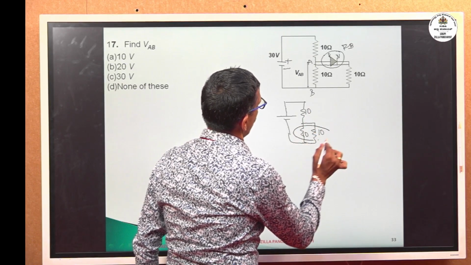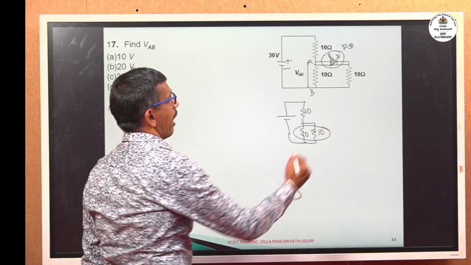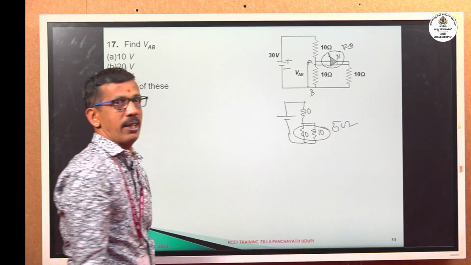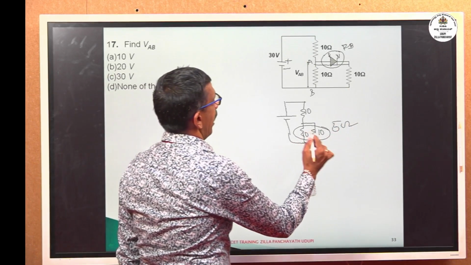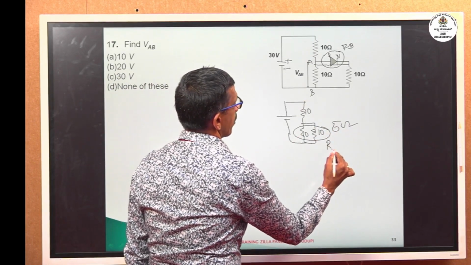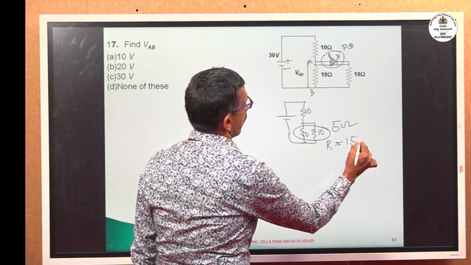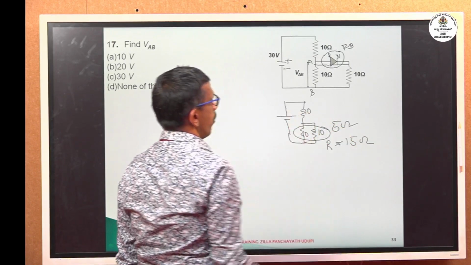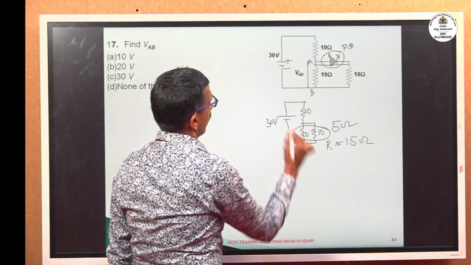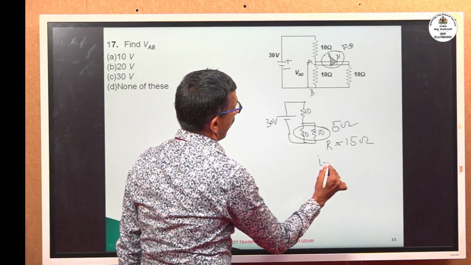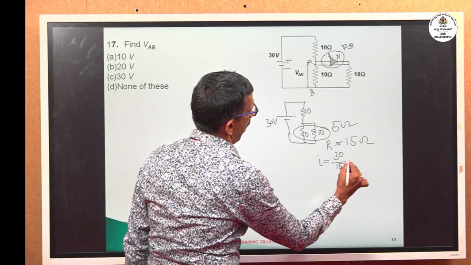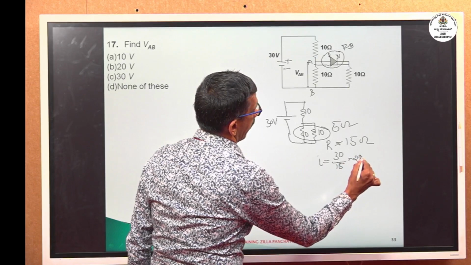Just see the total resistance: 10 parallel 10 becomes 5 ohm. Then 10 in series with 5 ohm, the total resistance of the circuit is 15 ohm. The voltage given is 30 volt. To find the current I, 30 by 15 gives 2 ampere current.